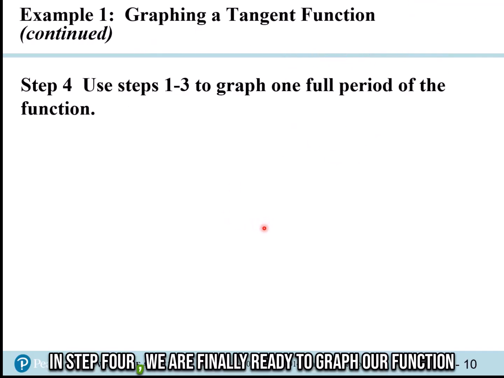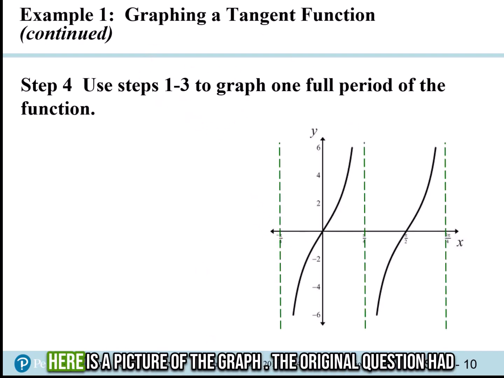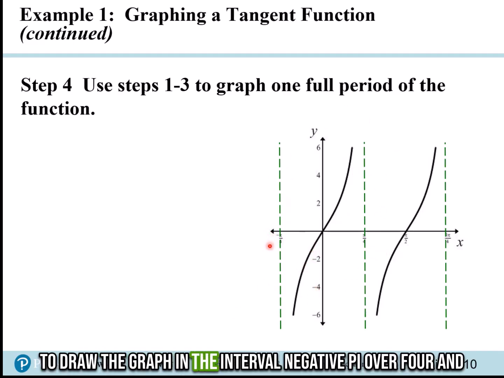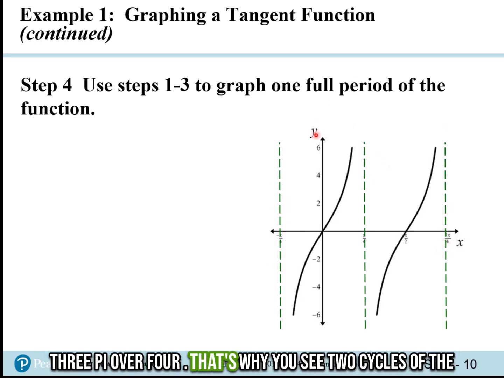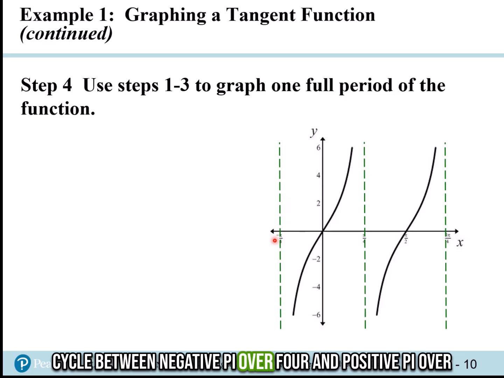In step 4, we are finally ready to graph our function using the information we found in steps 1 to 3. Here is a picture of the graph. The original question had told us to draw the graph in the interval -pi/4 to 3 pi/4. That's why you see two cycles of the graph. However, we are going to focus on just one cycle between -pi/4 and +pi/4.